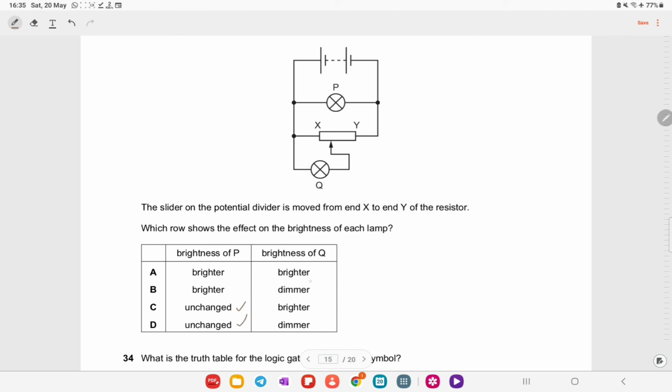And the brightness of Q is going to change, because initially the resistance is less, but if you increase it, or move the slider like this, the amount of current passing through this path is going to be less. So option C will be the right answer. It's going to be brighter.